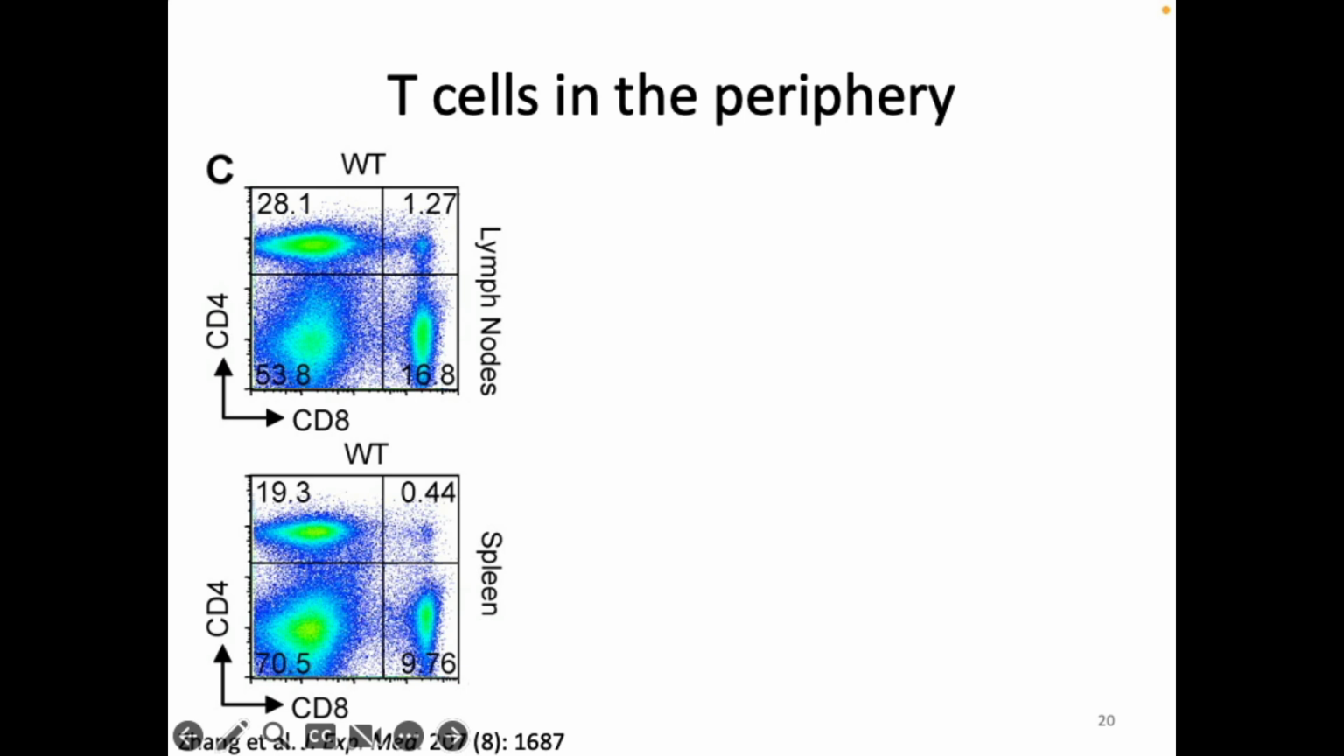Again, you can see that we're looking at CD8 versus CD4 plots, just like we were looking at in the thymus. What you should notice here is that if we look at the percentages of cells, the percentage of cells that is double positive, has both CD4 and CD8 together, is very low. In fact, if I was going to draw this plot, I would drop chalk on the ground.